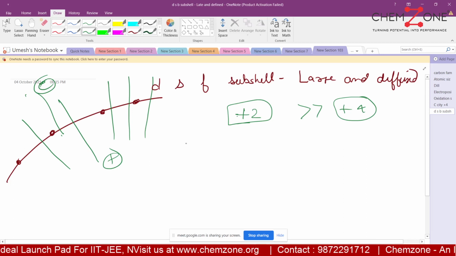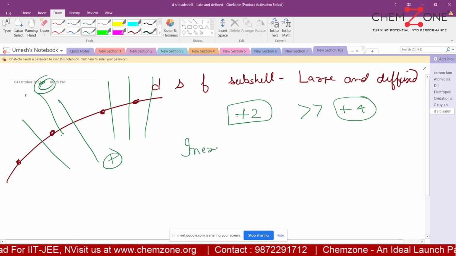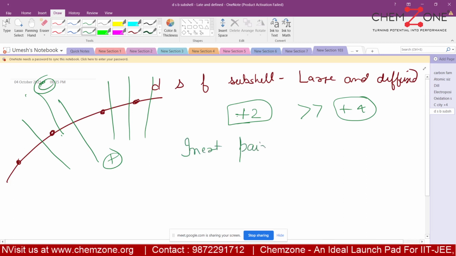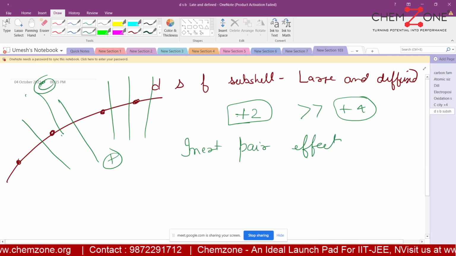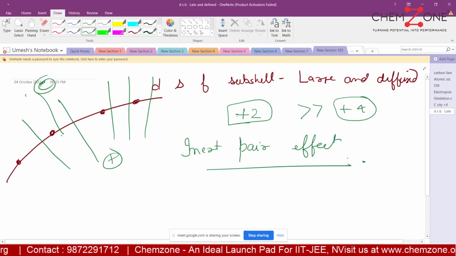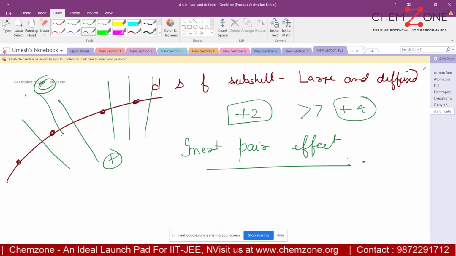This is called the inert pair effect. The pair of electrons become inert. They are no more available for making bonds, because they are pulled inside. They are no more available for making any bond. This is called the inert pair effect. Getting me?